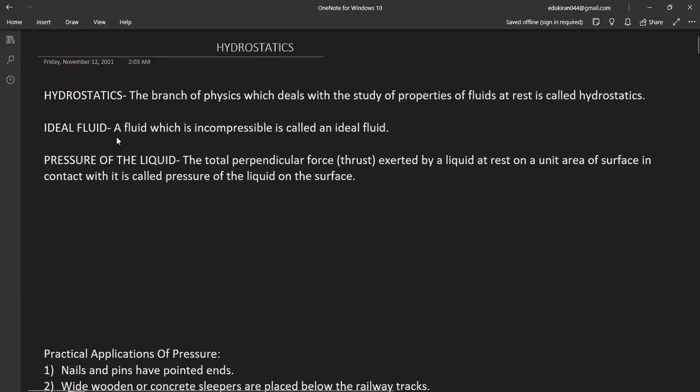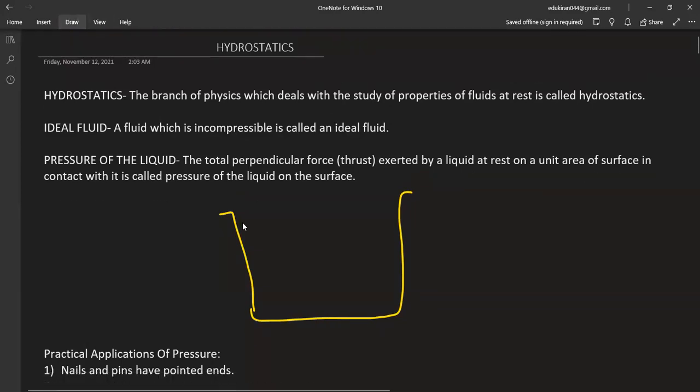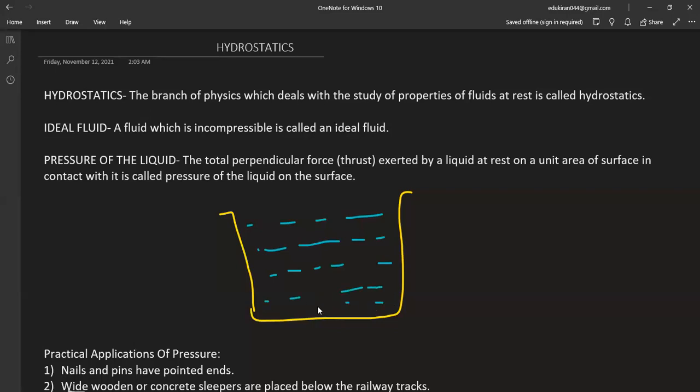When we are talking about an ideal fluid, it means it is incompressible. So sometimes in the numericals, it will be given to you that an ideal fluid, some pressure is being exerted, some force is being applied. Also, one term which is common, which you must have done in your class 9th also, is pressure of the liquid. So see, suppose I have taken a container. Within this container, I have put some fluid.